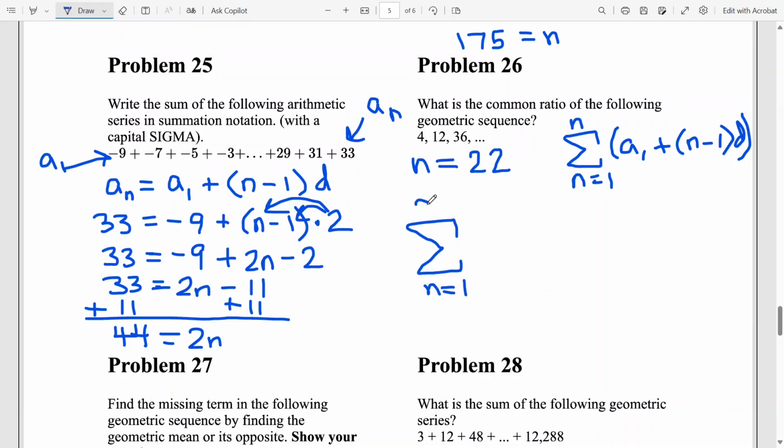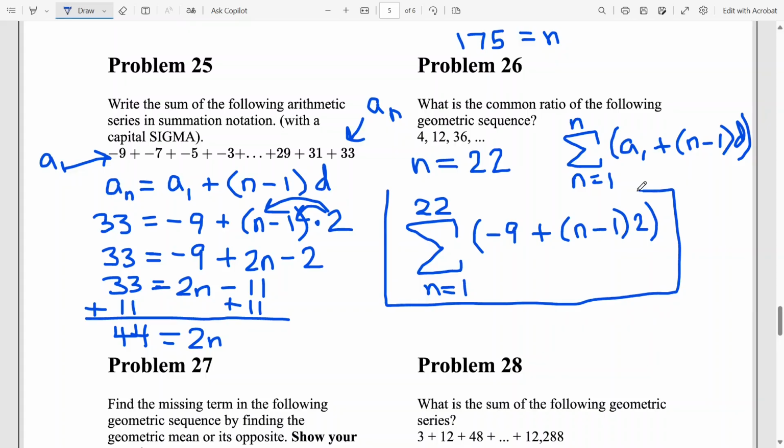And we have 22 terms, so we go to 22, as we found that right here. And our first term is -9 plus, and we have n minus 1 times our common difference, which is 2. And there we go. That's our arithmetic series written in summation notation.